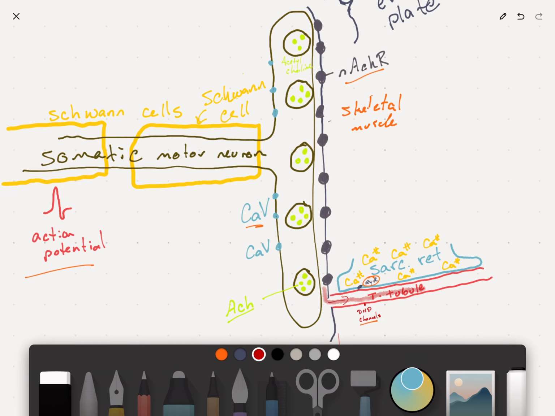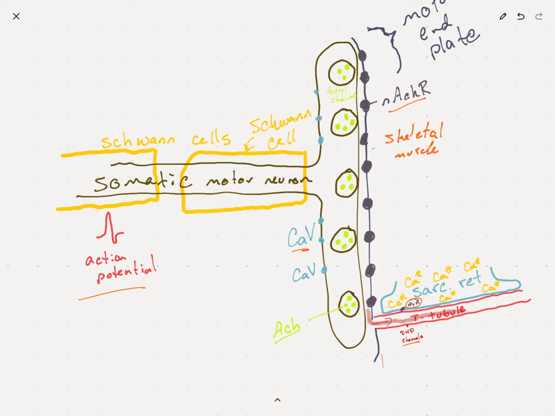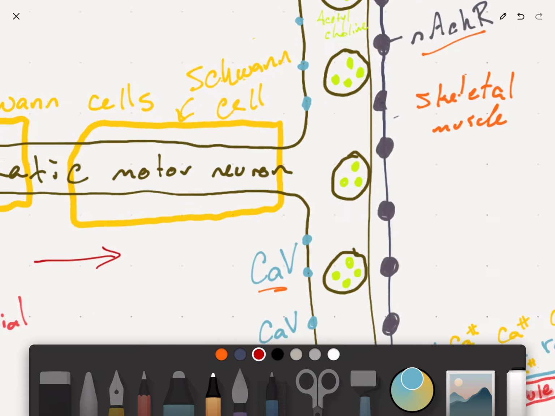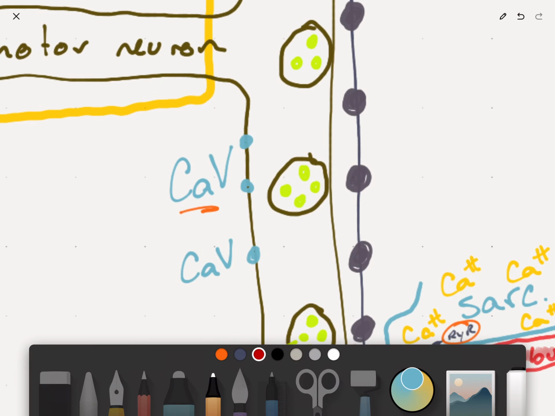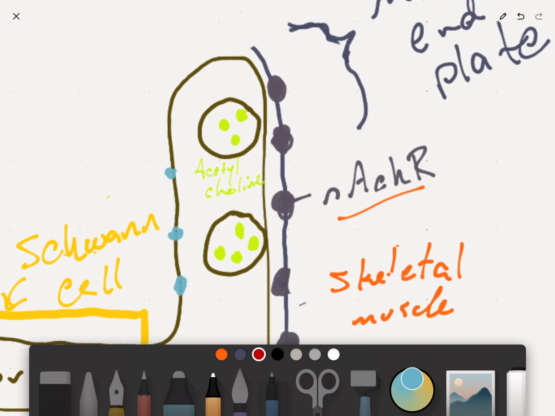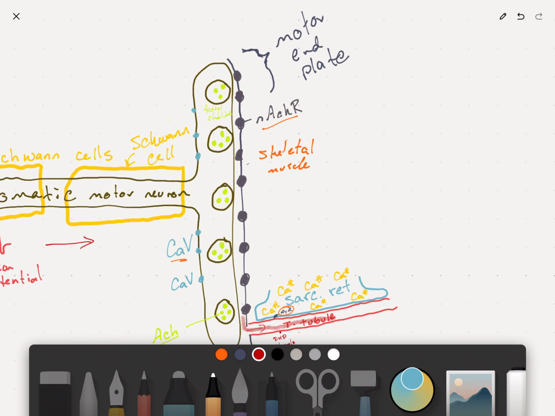The first thing I did today was discuss a synopsis of the skeletal muscle physiology. Really simple. You have an action potential, which I've underlined once again here. This action potential travels down the axon of the somatic motor neuron, which is always myelinated by Schwann cells, reaches the terminal bouton right here. Calcium channels open by voltage. Acetylcholine is released always in the synapse between the somatic motor neuron and the skeletal muscle.